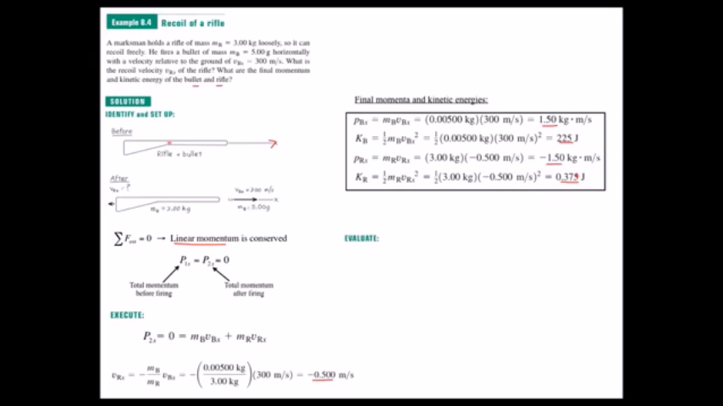We notice that the kinetic energy of the bullet is much, much higher than the kinetic energy of the rifle. And the reason that this occurred is that the rifle has a much larger mass than the bullet. And this ends example 8.4.